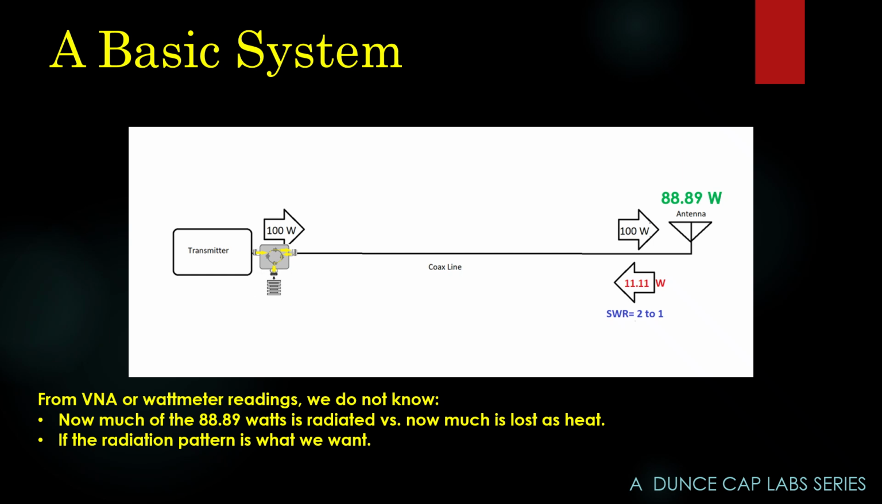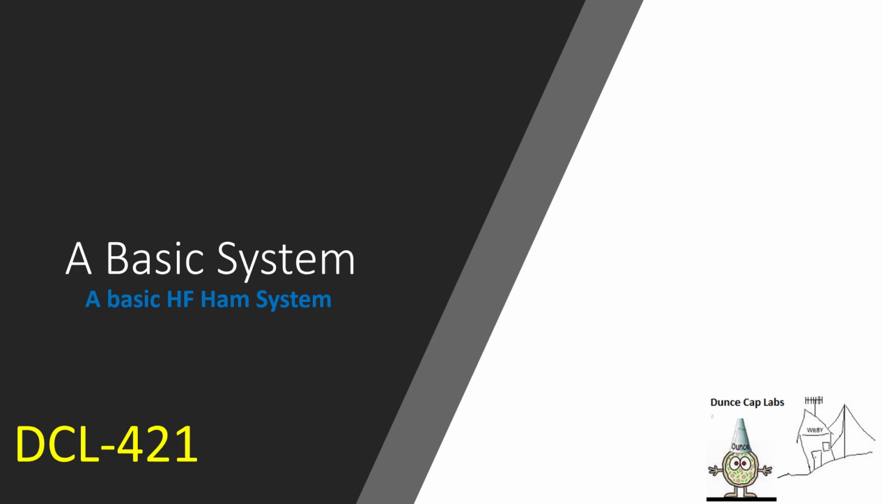And again, there's a lot that we don't know. But we can assume the radiation pattern off the antenna is what we want because we did our homework when we bought the antenna. We don't really know how much is radiated, but we do know how good of a job we're doing at getting that antenna to take power. That system is not like your ham station at home. So let's take a look at what goes on at the house, at our ham station.